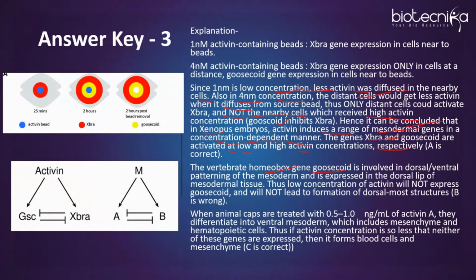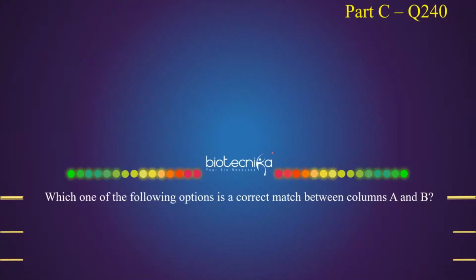The vertebrate homeobox gene goosecoid is involved in dorsal ventral patterning of mesoderm and is expressed in the dorsal lip of the blastopore tissue. So a low concentration of activin will not express goosecoid and will not lead to formation of the dorsal node structure. And when the animal caps are treated with extremely little activin, they basically don't get activin signaling. Because of that, they won't secrete any of these dorsalizing factors. So they differentiate into ventral mesoderm, which includes mesenchyme and hematopoietic cells, the ones which will give rise to blood cells. So if activin concentration is so low that neither of the genes is expressed, then it forms blood cells and mesenchyme. So C is also correct. Okay, option 3 is the right answer.